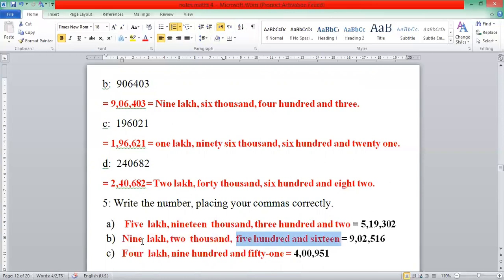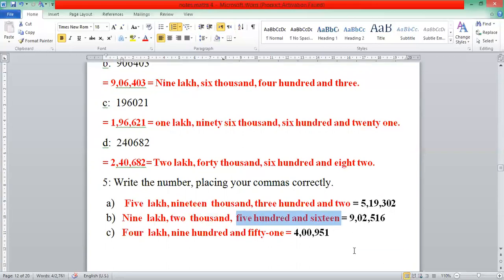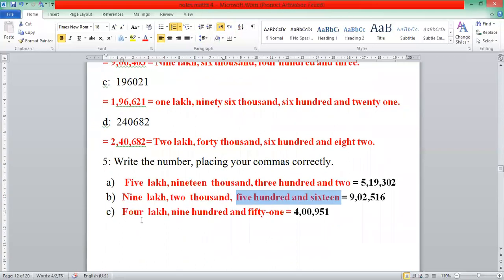9,2,516. So first we write 9, then 10,000 is missing and only 2,000 is given. So we write 02. And after that, we write 516.